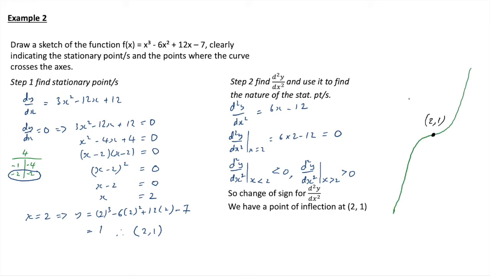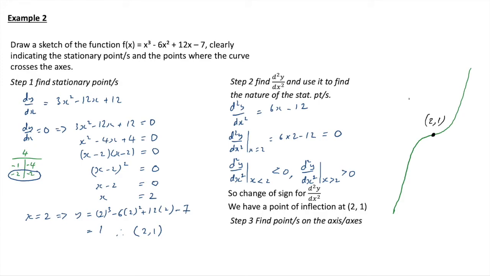And there's a little sketch of it, not a great sketch because it doesn't show that that's a stationary point of inflection at 2, 1. You'd probably get away with it as long as you state that that's what you intend the point to be.